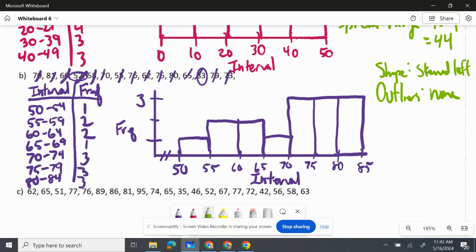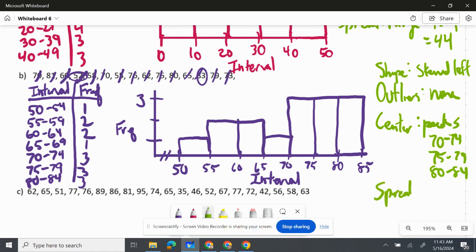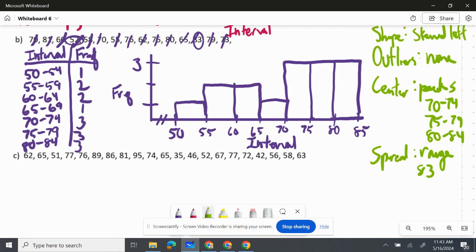Then what I'm going to do is I'm going to look at my center, and I'm going to look at the peaks. And I have peaks from 70 to 74, 75 to 79, and 80 to 84. Then the spread, I'm going to use the range. And my largest value was 83, and my smallest value was 52, and so that would give me 31.